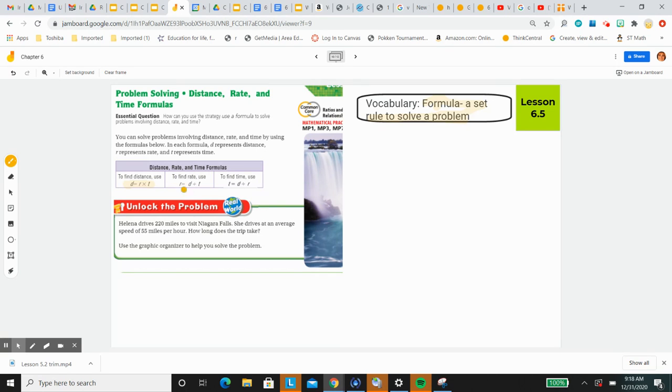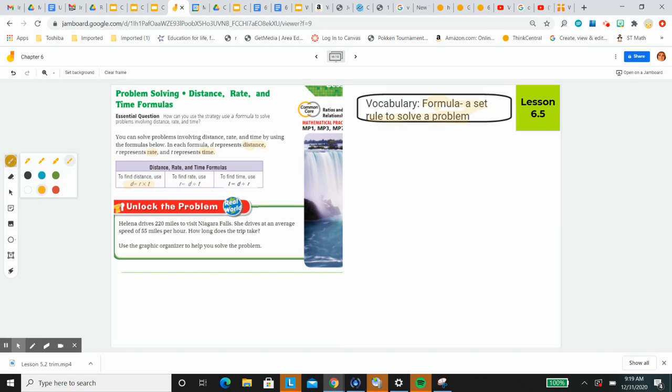Up here it says you can solve problems involving distance, rate, and time by using this formula below. In each formula, D represents distance, R represents rate, and T represents time. We know what time is. We know what distance is, how far you can go. And rate, we actually know what a rate is. A rate is something from chapter 4. We found unit rates, we found rates. Rates are how two different things relate to each other.